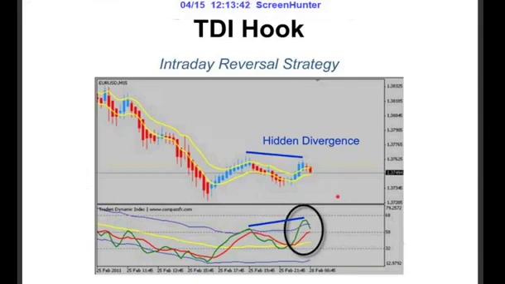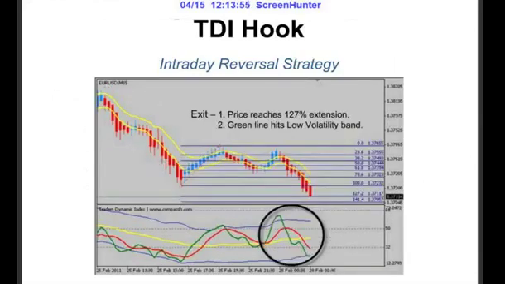Let's take a look. So let's say I enter the market short at 37.49 in this example. At that point, there's a number of things you can do as far as an exit. You can exit if it comes back down to the bottom here. What I like to do is I like to see that the price reaches a 127 extension. And some of y'all have seen me in my trading room do the 127 extension. Another thing to look for is when the green line hits the low volatility band. So it comes all the way back over.